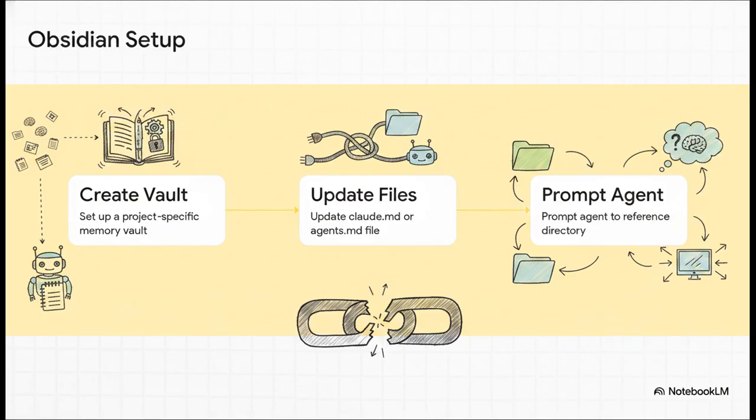You have to create the vault, then manually go into your claude.md or agents.md file and hardcode the directions that point your AI to that specific Obsidian directory. And even then, when you prompt the AI to write new memories back into the vault, it can be a bit hit or miss. It definitely requires some manual wrangling to keep the whole system synced up.